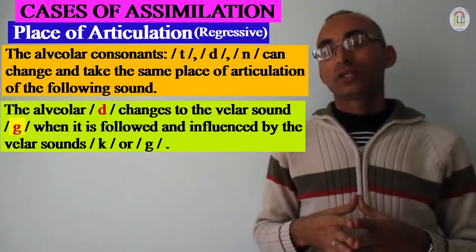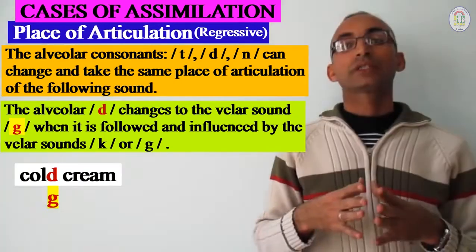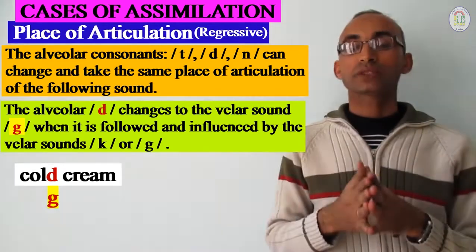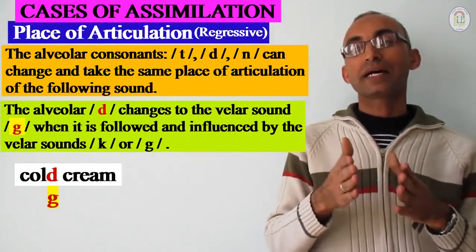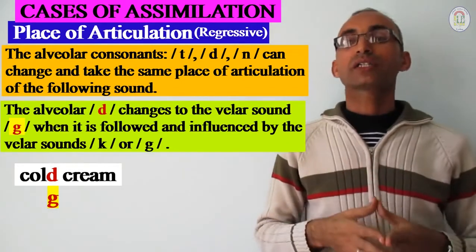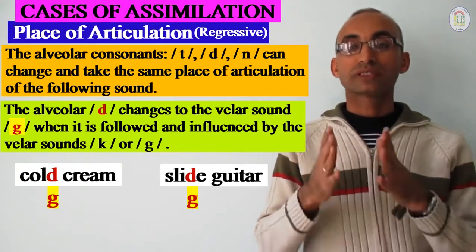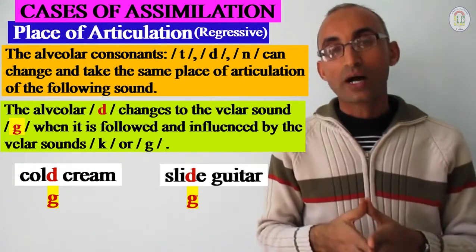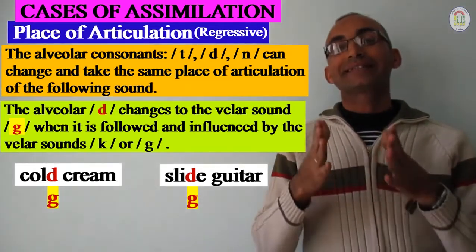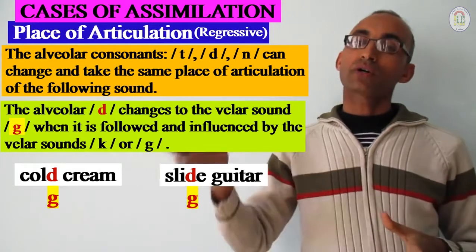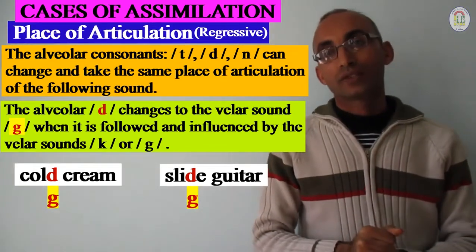Like in cold cream. So da here in cold becomes ga because it's followed and influenced by the velar ka. Also, in slide guitar, here also da becomes ga. Why? Because it is followed by the velar ga. Right? Good.